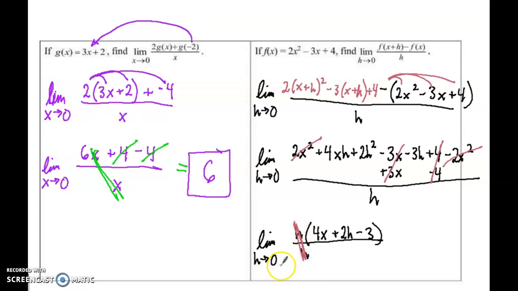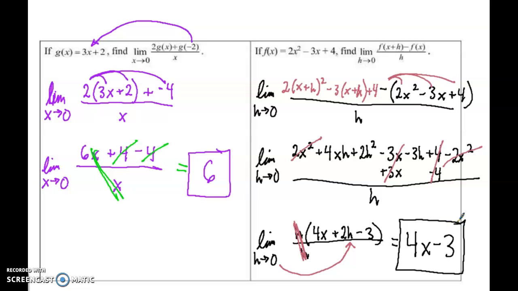And now I can use direct substitution, put 0 in for this h, and 0 times anything is 0, and all I'm left with is 4x minus 3. So our final answer has an x in it, which is okay. We can figure this out in a little bit.